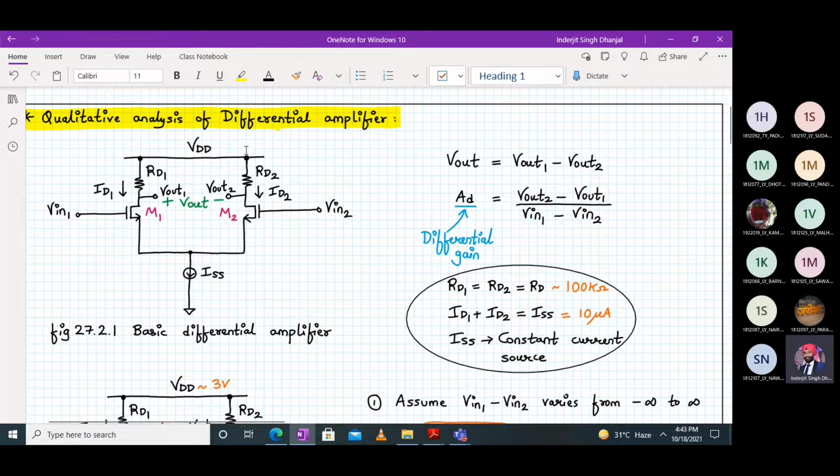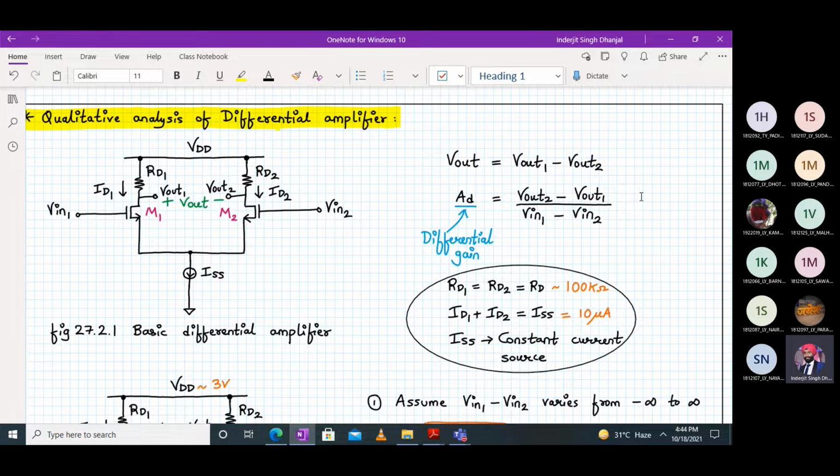Both M1 and M2 are connected to VDD via the RD1 and RD2 resistors, and we can take a differential output here, Vout1 and Vout2. So your total Vout will be Vout1 minus Vout2, and your differential gain magnitude AD will be Vout2 minus Vout1 upon Vin1 minus Vin2, provided the input is a differential mode signal.